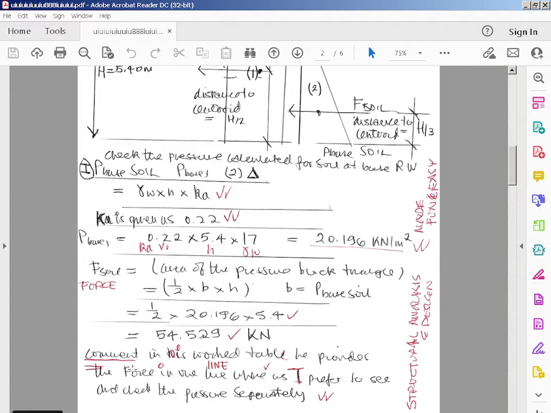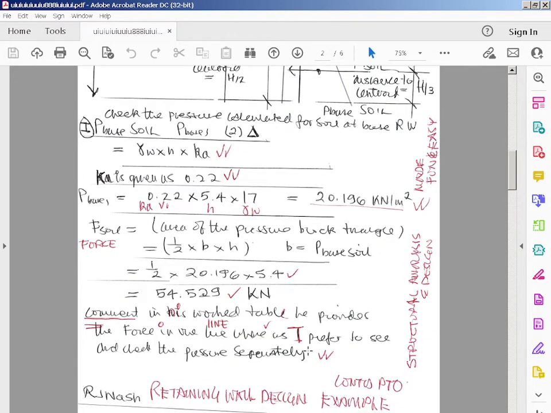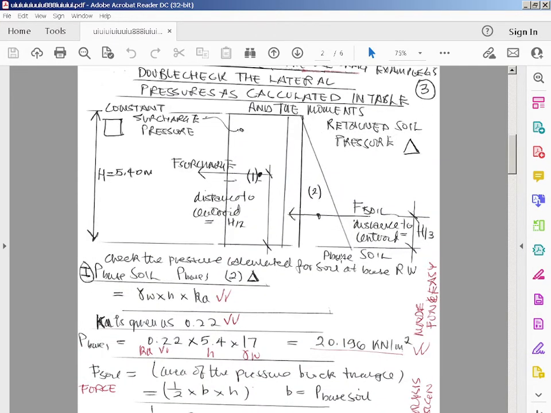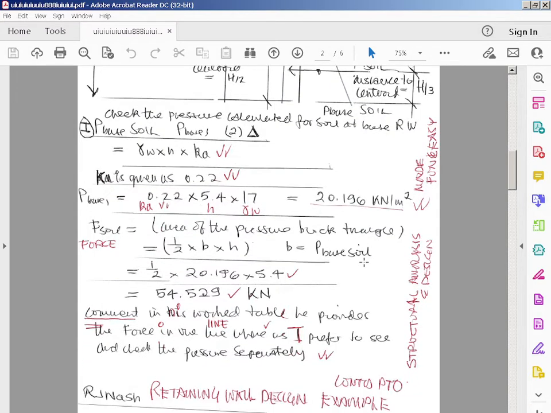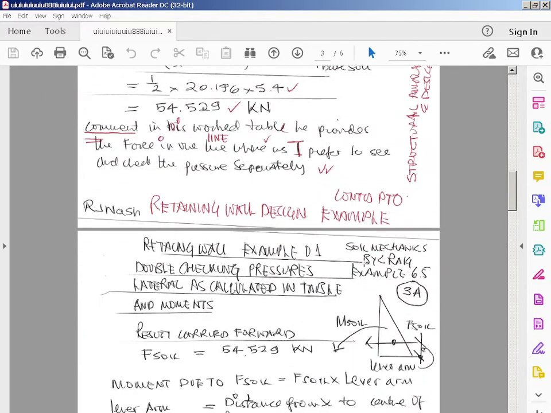In his work table he provides the force in one line, whereas I prefer to see and check the pressure separately, because I was trying to understand what he was trying to do. So the pressure at the base due to the soil is 20.196 kilonewtons per meter squared, and F soil equals 54.529.